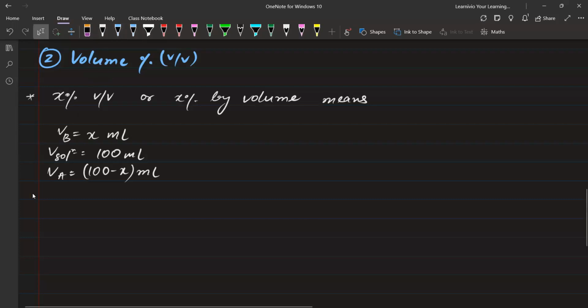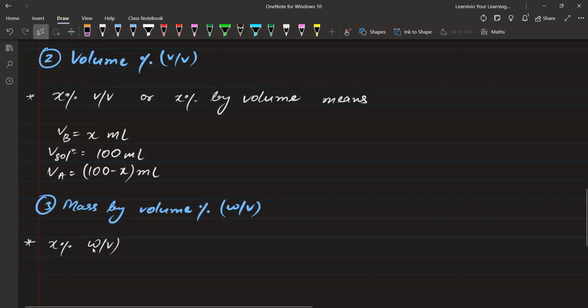Third, please write it with me. Mass by volume percentage, W by V. In this, X percentage W by V means mass of solute is equal to X gram and the volume of solution is equal to 100 ml.